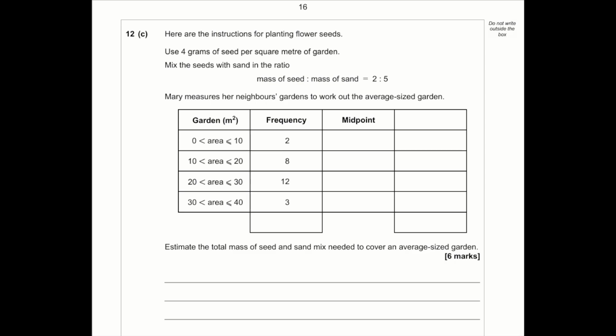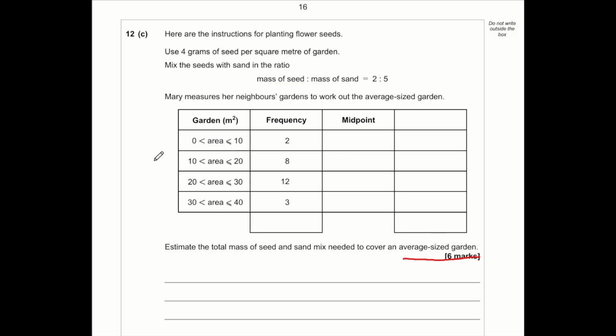Question 12c. So here are the instructions for planting flower seeds. Use 4 grams of seed per square metre of garden. Mix the seeds with sand in the ratio of seed to sand 2:5. And we want to estimate the total mass of seed and sand mix needed to cover an average sized garden.